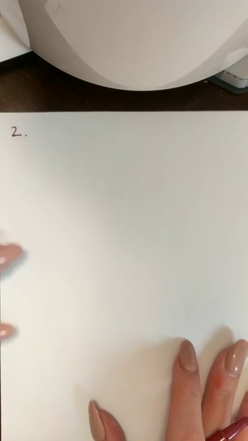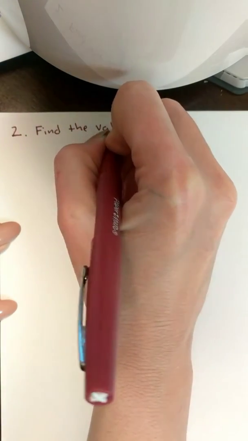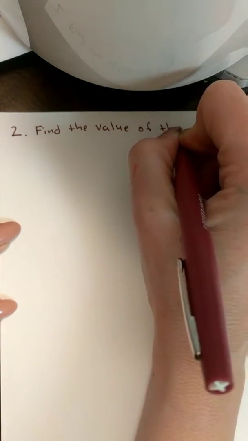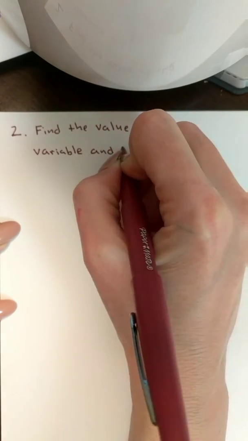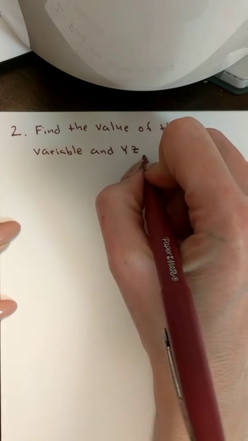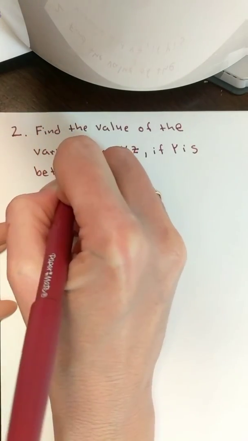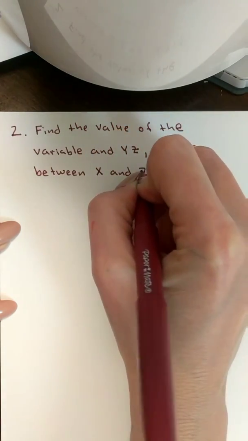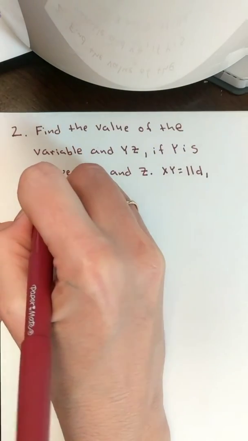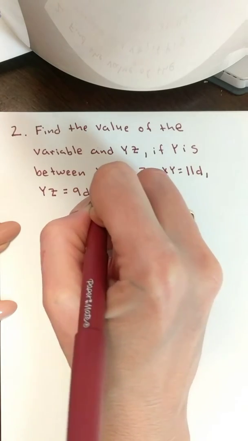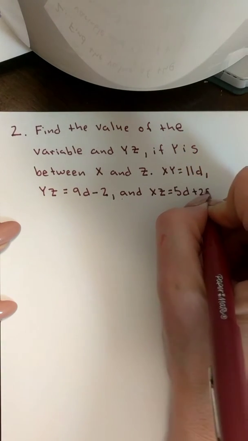So we have the same type of question. Find the value of the variable and YZ if Y is between X and Z. They let us know that XY equals 11D, YZ equals 9D minus 2, and XZ equals 5D plus 28.